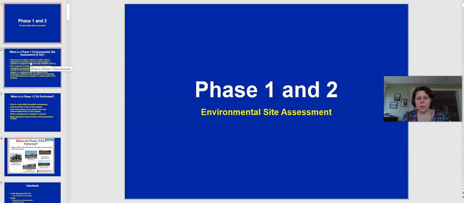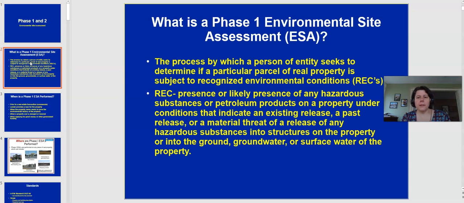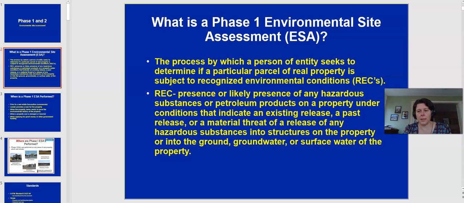So what is a Phase 1 and a Phase 2? Well, first of all, a Phase 1 site assessment, or ESA, is the process by which a person or entity seeks to determine if a particular parcel of real estate is subject to recognized environmental conditions. So the person who currently owns the property is the one who has to clean up the site or wants to know about it, or if you're going to purchase the property.